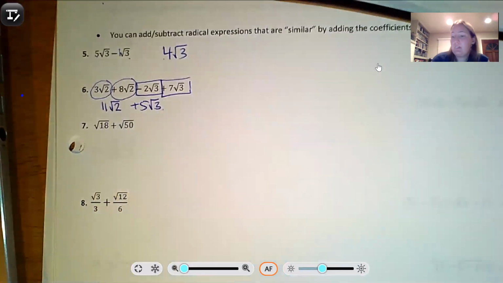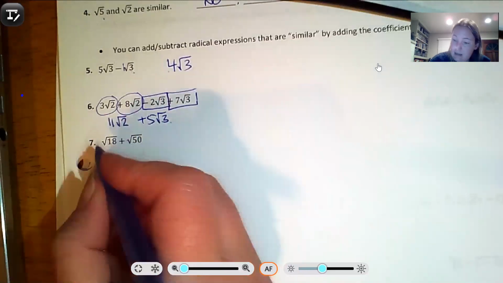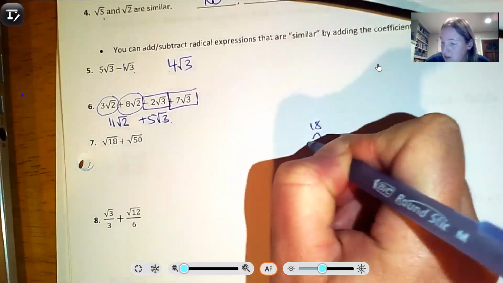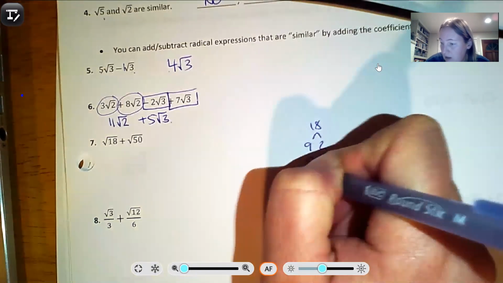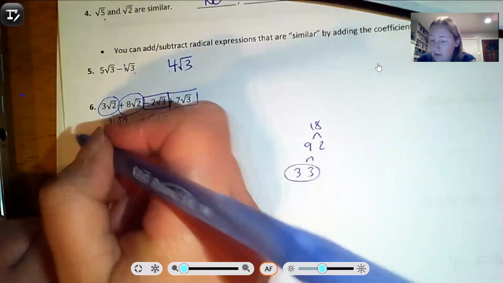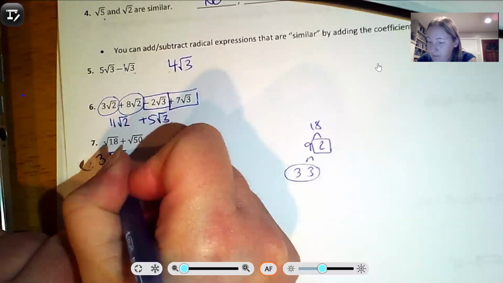Root 18, I mentioned just a moment ago how you want to have your roots simplified so you can see if there is the same radicand part. So root 18 is the same thing as thinking of, well, let's just do 9 times 2. I have square roots. I'm looking for 2 of something. I have 2 3s, so I can pull out a 3. And then my leftover would be 2.